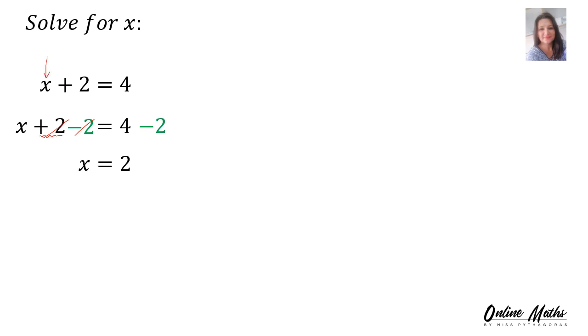And then you end with 2 plus 2 is equal to 4. The right hand side is 4. Therefore, x is equal to 2 is the solution. Let's do another example. x minus 5 is equal to 9.